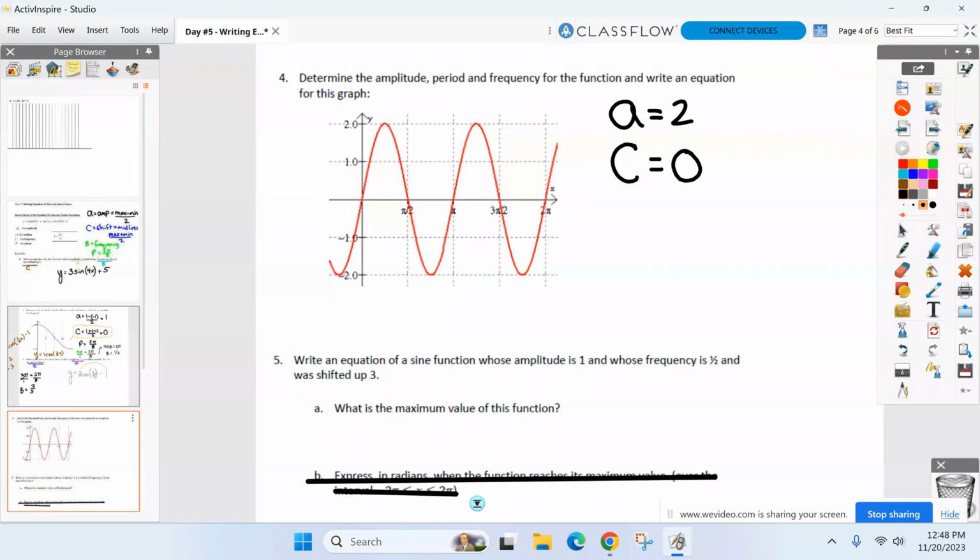All right, now we have to talk about the B value. Period equals 2 pi over B.